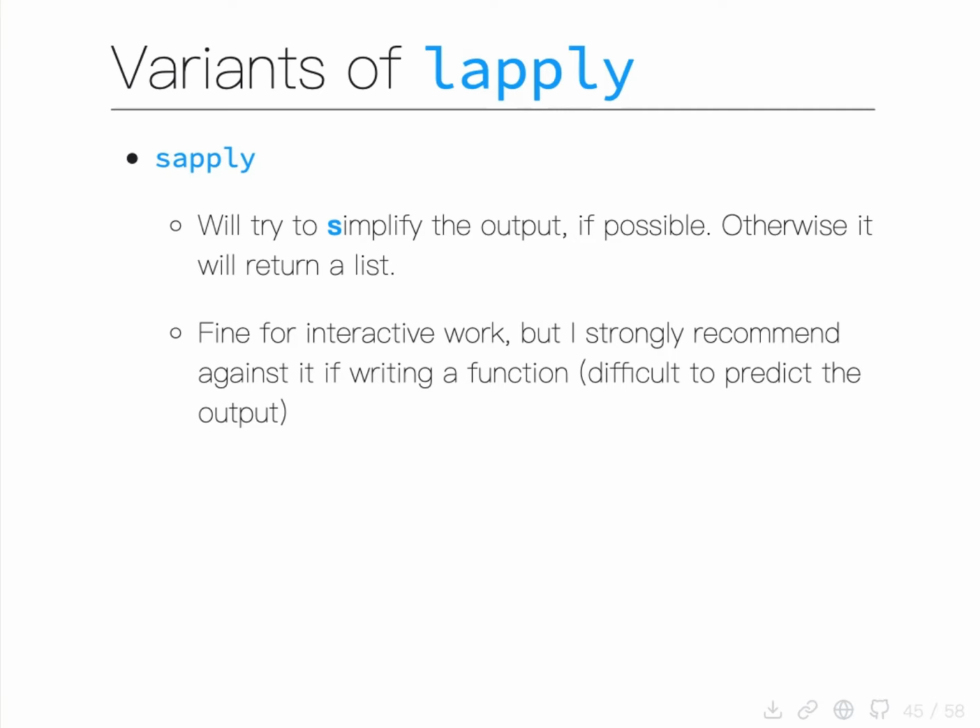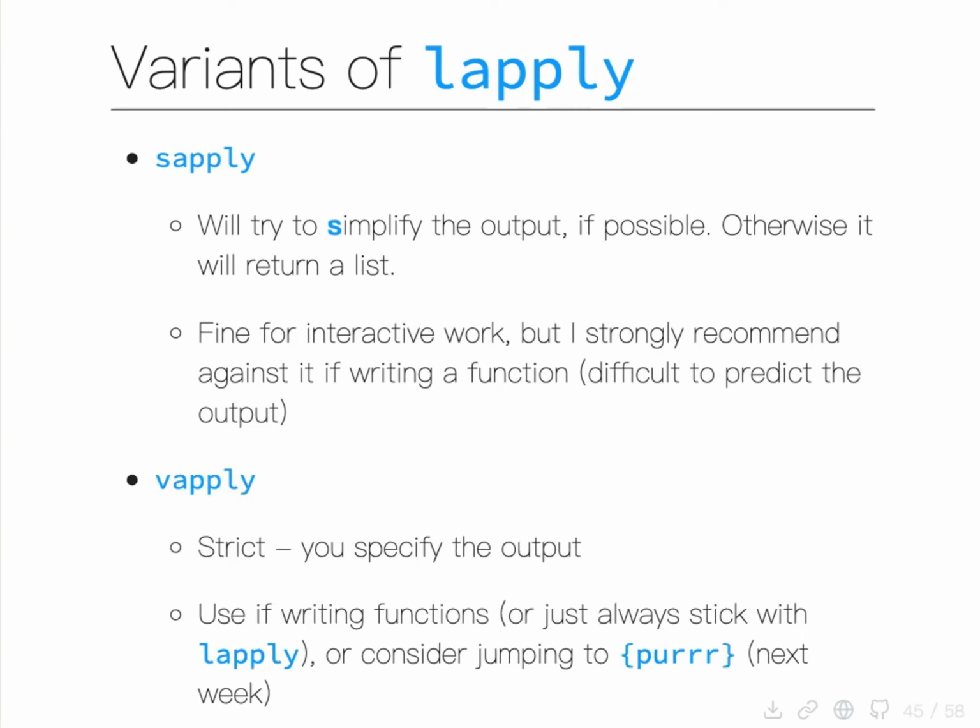Actually, for me, when I'm writing a script for, say, a paper that I want to be reproducible in the future, I still avoid sapply. I still always go with vapply because it is more strict and more predictable. The other alternative is you can use purrr, which is strict like vapply, but the syntax is much briefer.